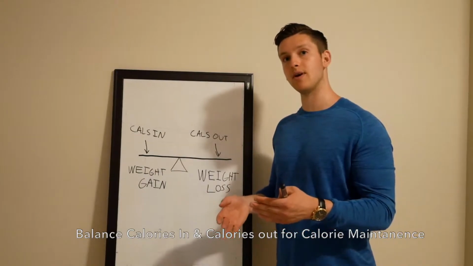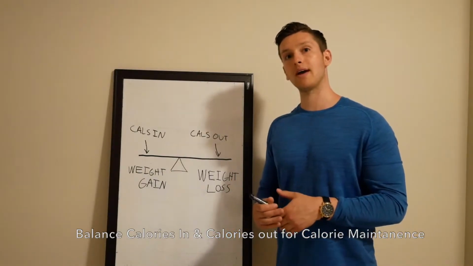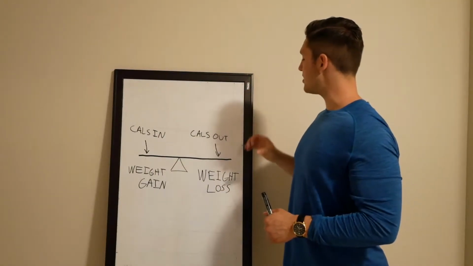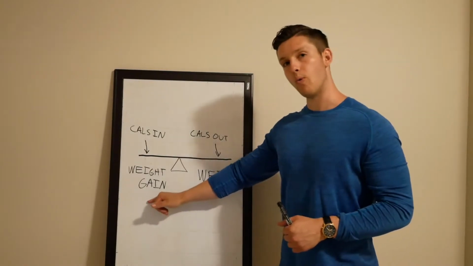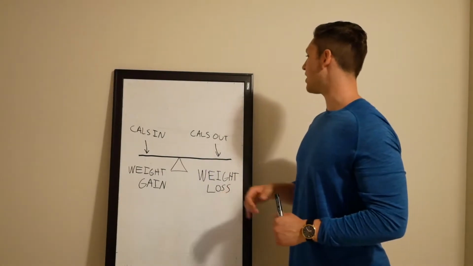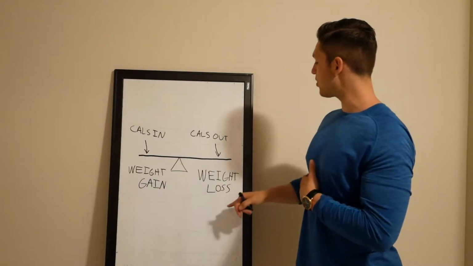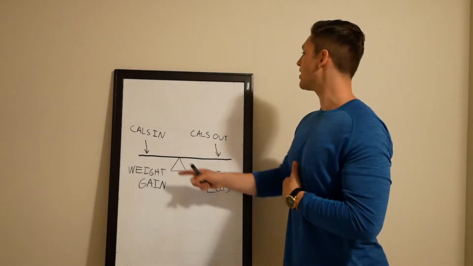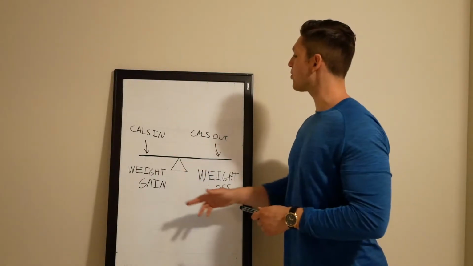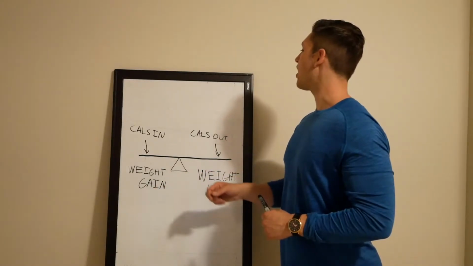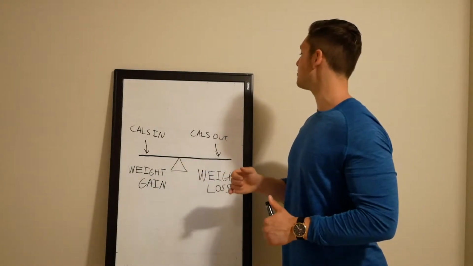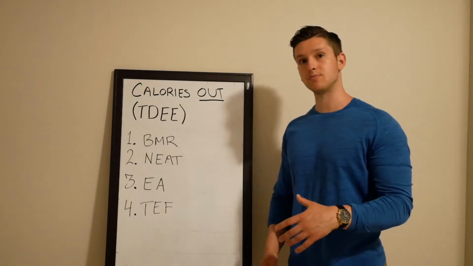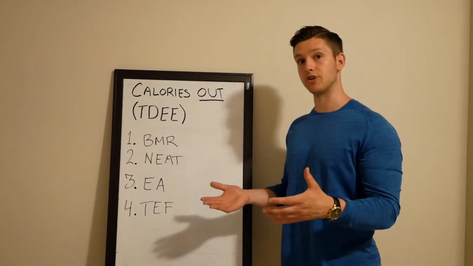So the amount of calories that we would eat on a daily basis that would not make us gain or lose weight. So here you can also see that we have two different scenarios. We have weight gain and we also have weight loss. So simply put, in order for weight loss to occur, our calories out side of the equation needs to be larger than our calories in, and vice versa for weight gain. So for weight gain, our calories in portion has to be exceeding our calories out. Okay, so what I'm going to do right now is break down the calories out portion.